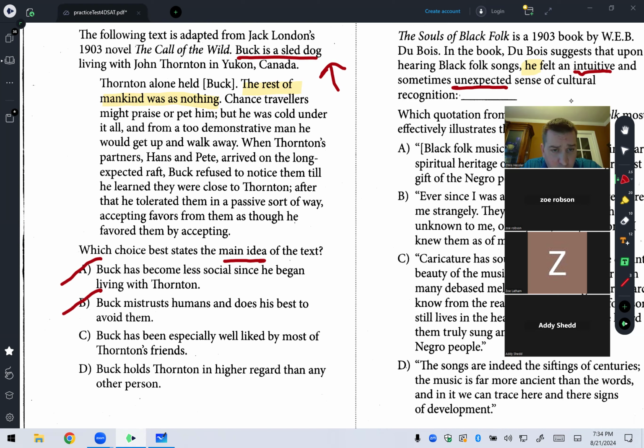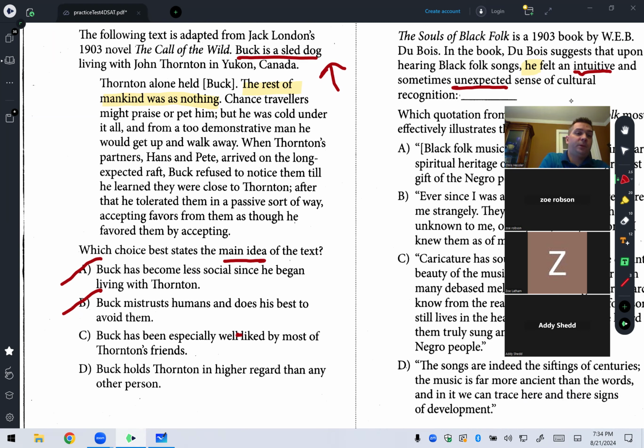Buck has been especially well liked by most of Thornton's friends. I would hyphenate well liked. Come on, College Board. Hyphenate this. It kills me. Well liked. All right, I would hyphenate that.